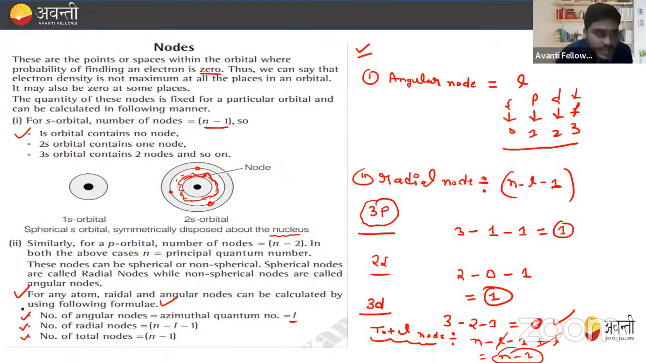This point is very, very important. This slide is very important. First of all, we get to know what nodes are. These are the points or space within the orbital where the probability of finding an electron is 0. Thus we can say that electron density is not maximum at all places in the orbital. It may also be 0 at some places. So this is the node.